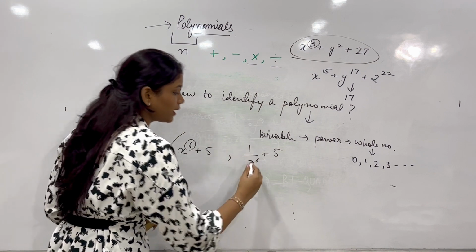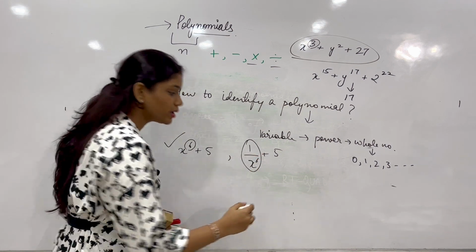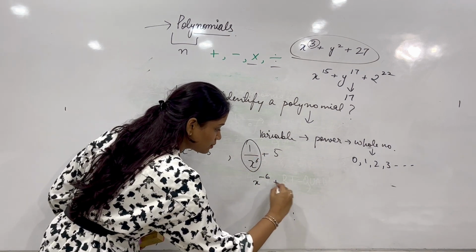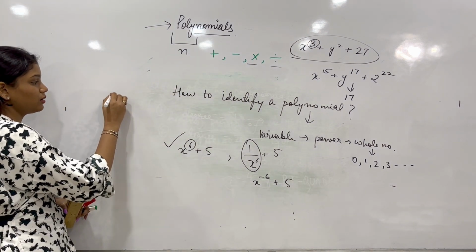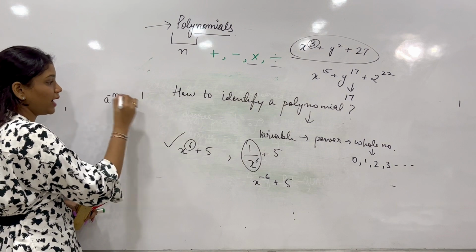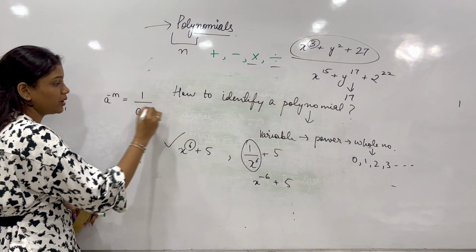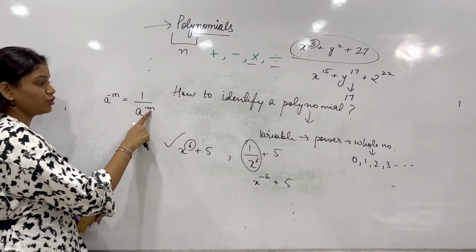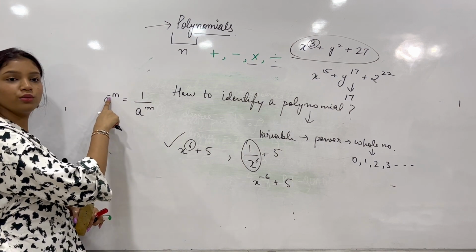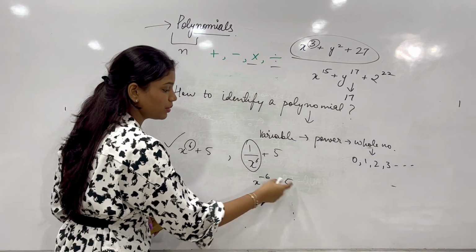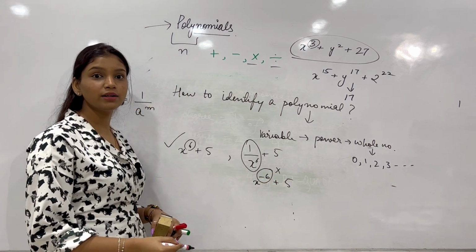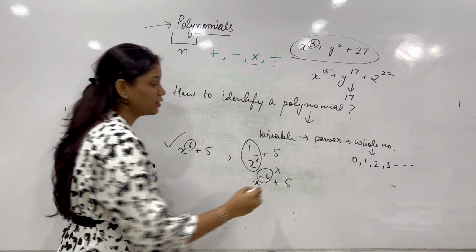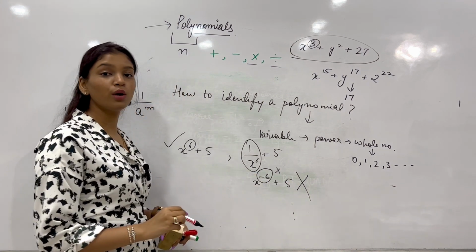Here, can I write 1 by x to the power 6 as x to the power minus 6 plus 5? Because we know a law of exponents, a to the power minus m is equal to 1 by a to the power m. If something is in the denominator, you can write it in the numerator with a negative power. So x to the power minus 6 plus 5, and minus 6 is not a whole number. It is a negative number. It is an integer. So no, it is not a polynomial.